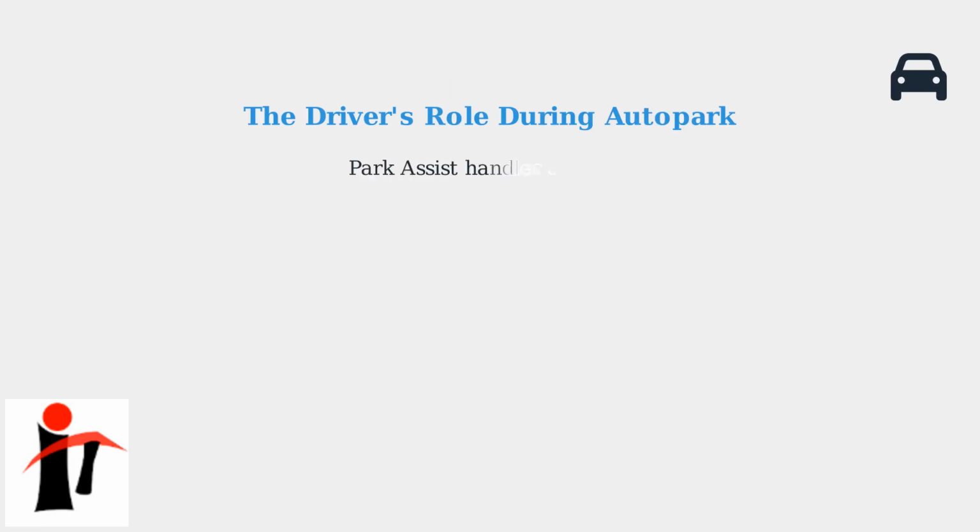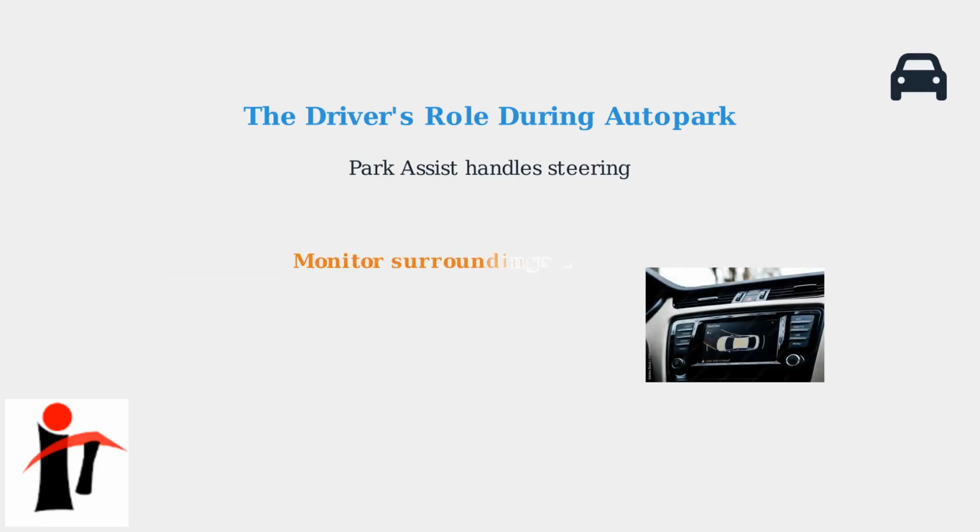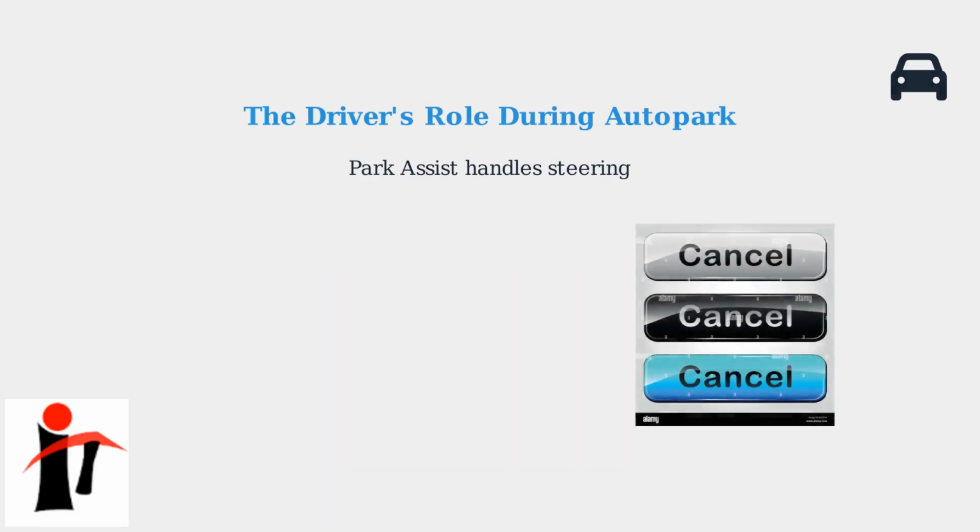While Park Assist handles the steering, the driver remains in control of the vehicle's speed using the accelerator and brake pedals. It's crucial to monitor your surroundings at all times, even with Autopark active. The system can be overridden at any point by pressing the brake pedal or tapping Cancel on the screen.